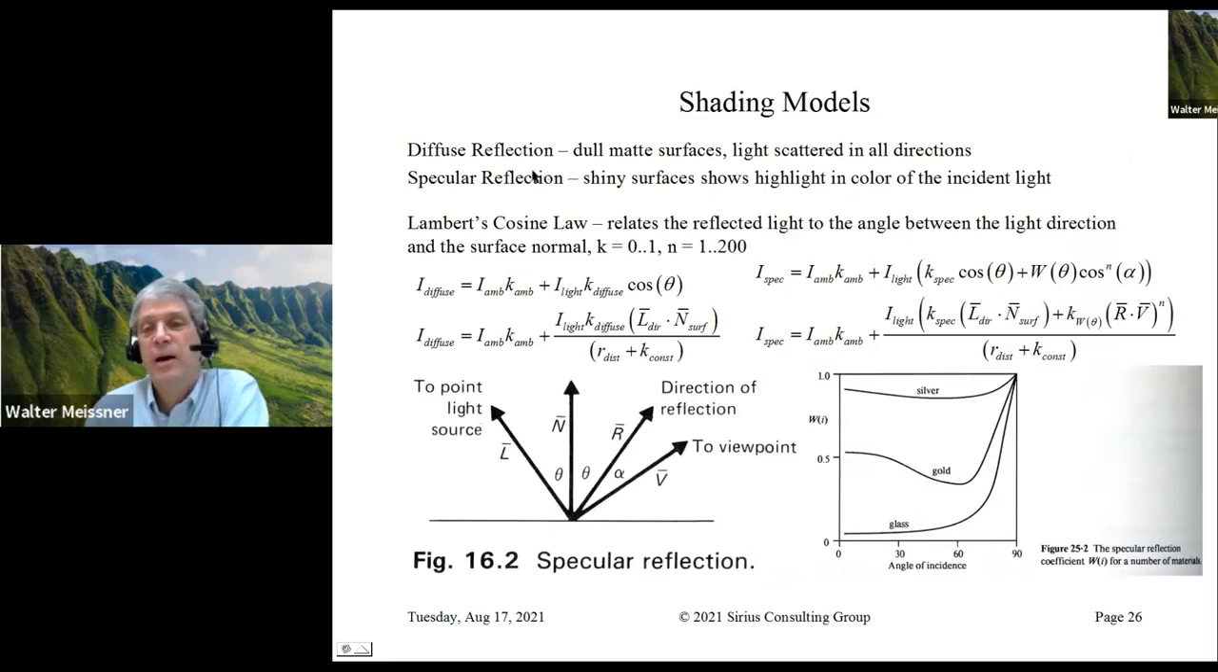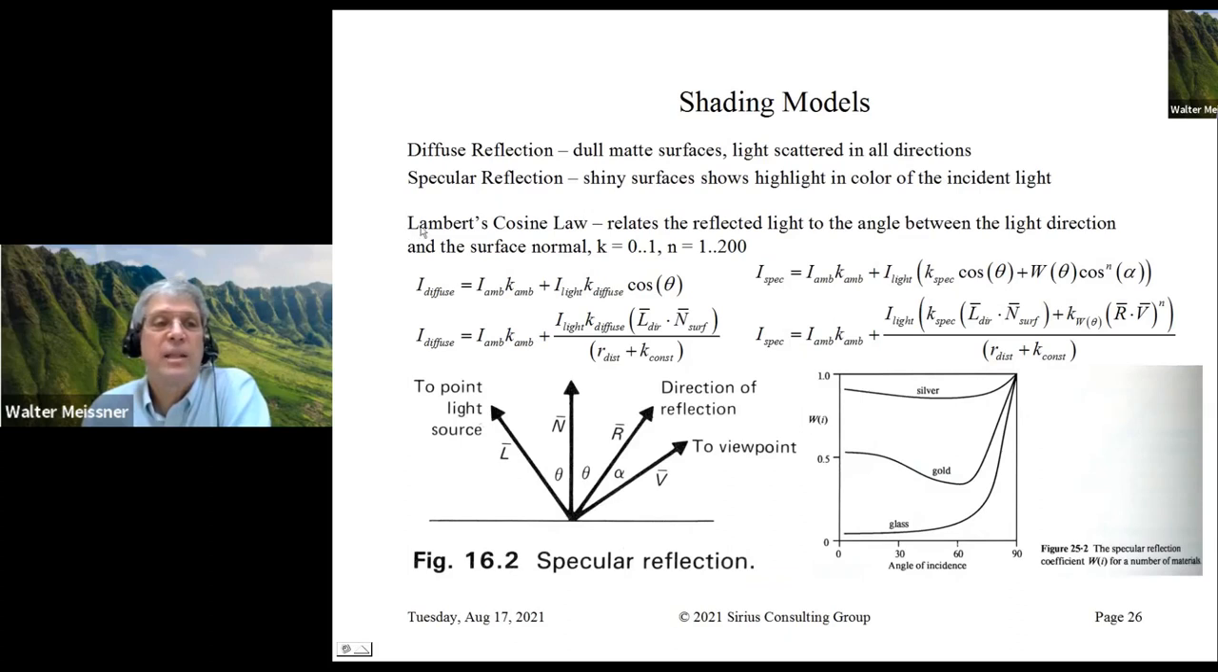Now, for shading models, there are two ways it can be done. One is diffuse reflection, and this is for dull matte surfaces, with light scattered in all directions. It basically reflects back the color of the surface. The other one is specular reflection. This is for shiny surfaces. At the highlight, you don't see the color of the surface, but you actually see the color of the incident light.